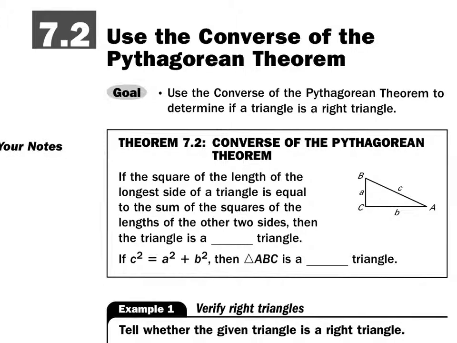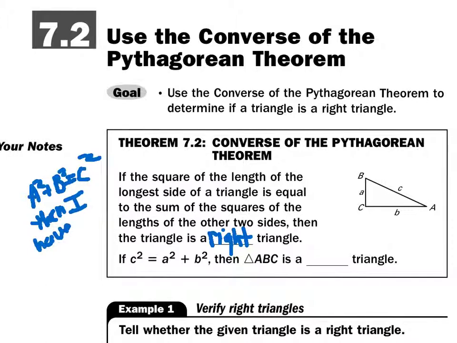So, our converse of the Pythagorean theorem is, if the square of the length of the longest side of a triangle is equal to the sum of the squares of the lengths of the other two sides, then the triangle is a right triangle. Did you understand that? Because usually we say, okay, if we have a right triangle, then a squared plus b squared equals c squared. The converse says, if a squared plus b squared equals c squared, then I have a right triangle. Okay?